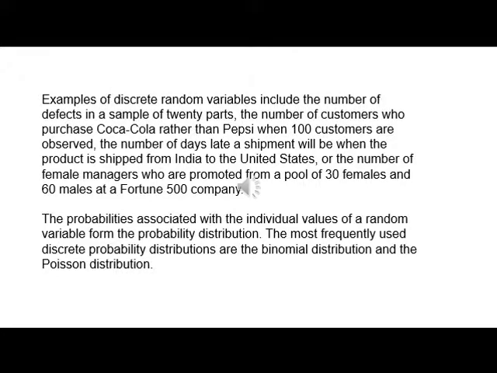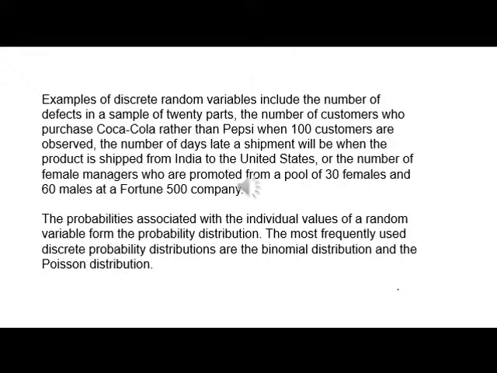Examples of discrete random variables include the number of defects in a sample of 20 parts, the number of customers who purchase Coca-Cola rather than Pepsi when 100 customers are observed, the number of days late a shipment will be when the product is shipped from India to the United States, or the number of female managers who are promoted from a pool of 30 females and 60 males at a Fortune 500 company.